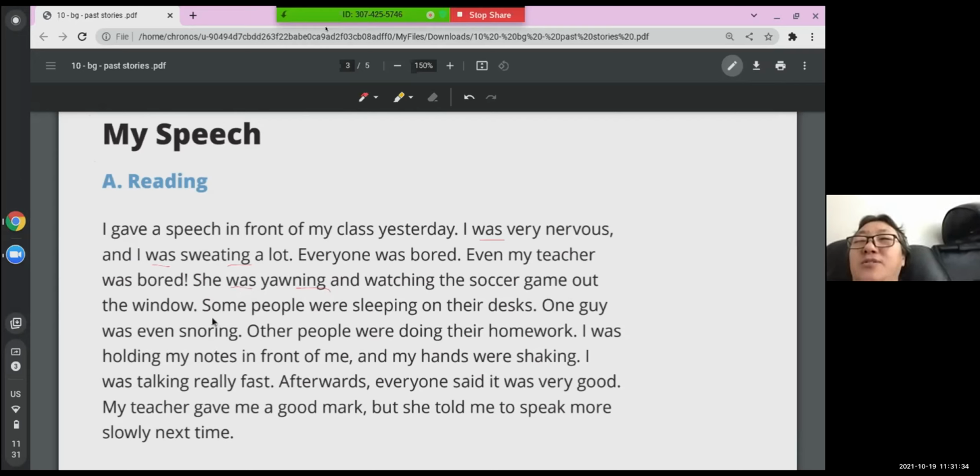Some people were sleeping on their desks. One guy was even snoring. Other people were doing their homework. I was holding my notes in front of me and my hands were shaking. I was talking really fast. Afterwards, everyone said it was very good. My teacher gave me a good mark, but she told me to speak more slowly next time.